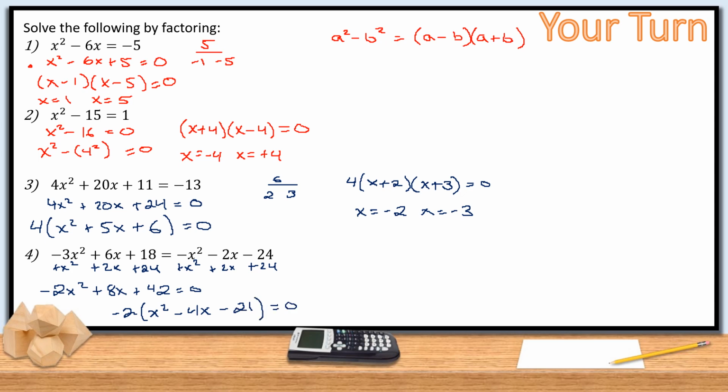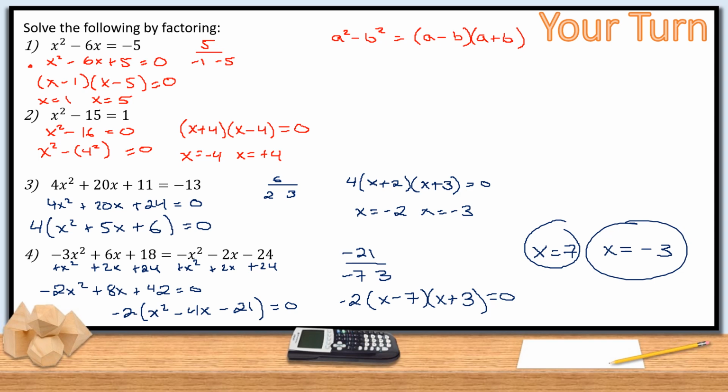So factors of -21 that add up to -4. That's going to be -7 and +3. So add those together, you get -4. So this is going to be -2 times (x - 7) times (x + 3) equals 0. So -2 can't equal 0, so that means x is equal to +7 or x is equal to -3. So those are my two solutions.